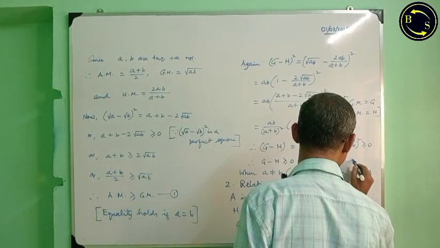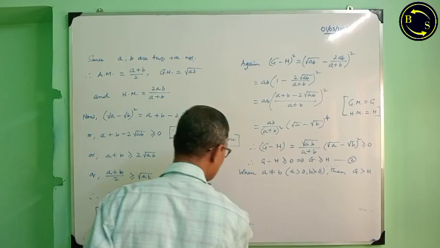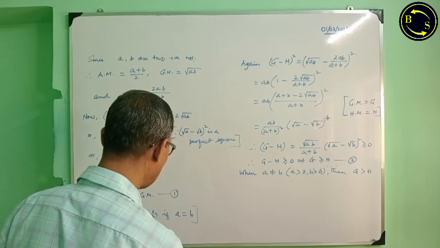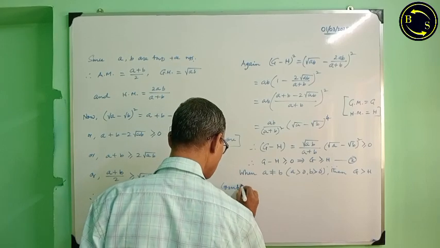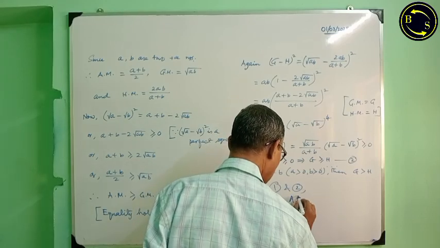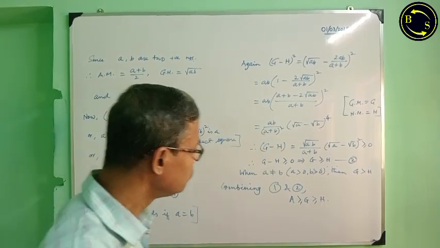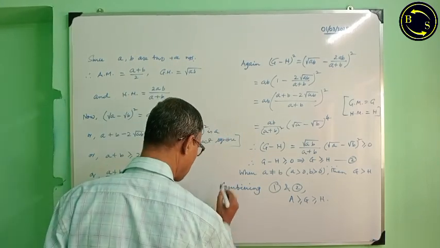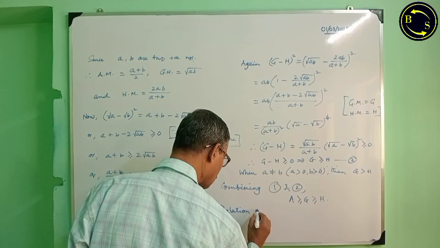Now we call this number 2. Then combining these two, here we have deduced A greater than or equal to G, and from 2, G greater than or equal to H. Combining 1 and 2, A greater than or equal to G greater than or equal to H. Therefore we get this relation first, then we can deduce another relation. I call that relation 2.